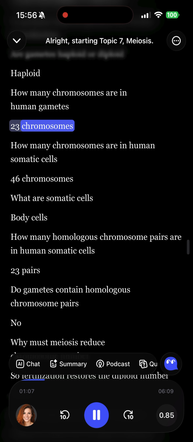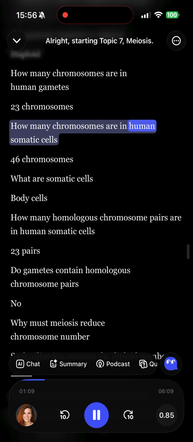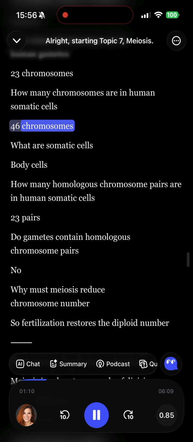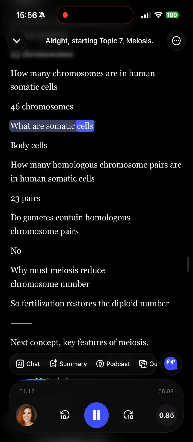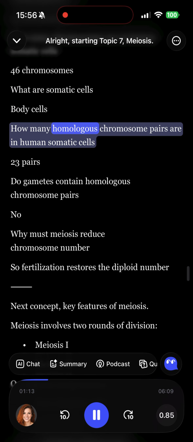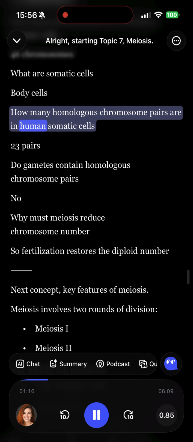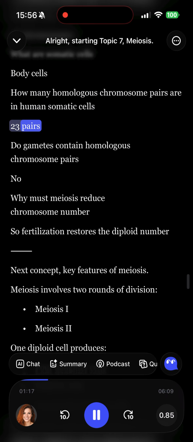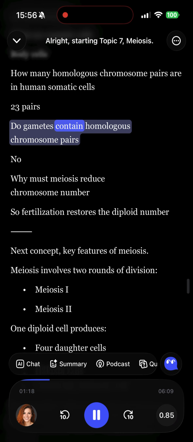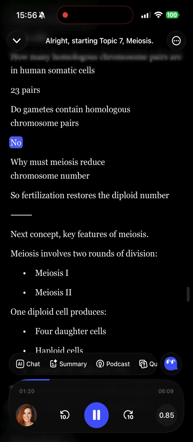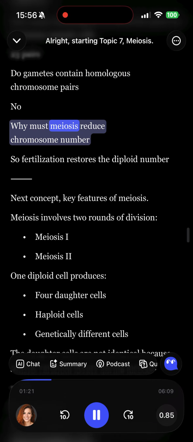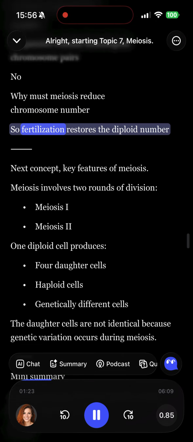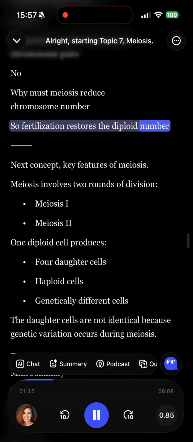How many chromosomes are in human gametes? 23 chromosomes. How many chromosomes are in human somatic cells? 46 chromosomes. What are somatic cells? Body cells. How many homologous chromosome pairs are in human somatic cells? 23 pairs. Do gametes contain homologous chromosome pairs? No. Why must meiosis reduce chromosome number? So fertilization restores the diploid number.